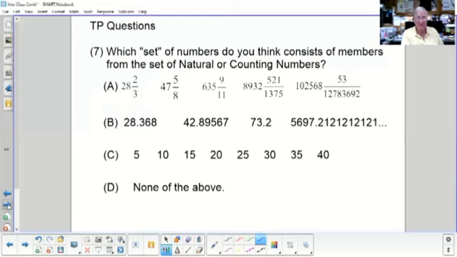Well, notice A has a lot of fractions in it, right? You notice B has a lot of heavy-duty decimals in it. Look at C. Those numbers look fairly simple, right? You probably did learn to count with a lot of those numbers, right? So it would appear that the correct answer here would be C, right?